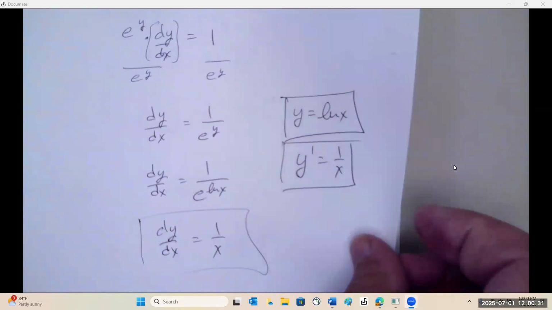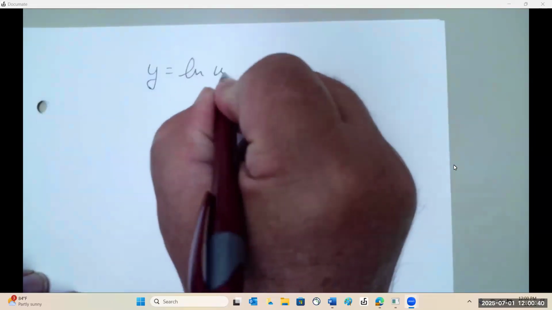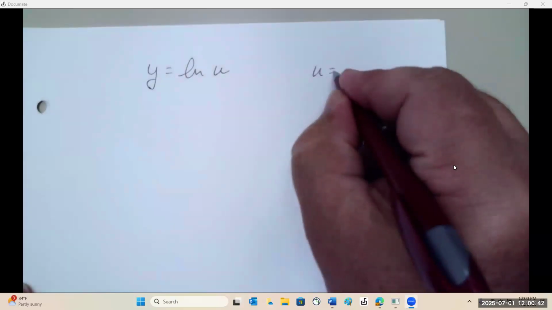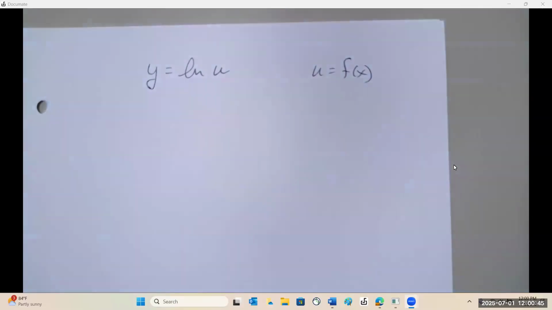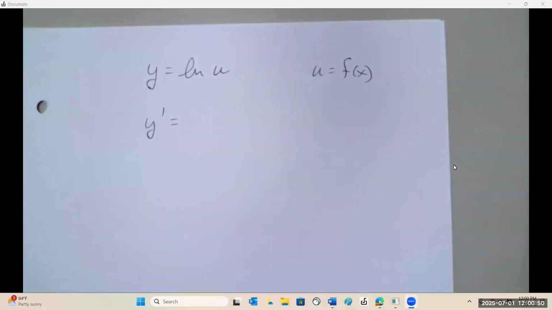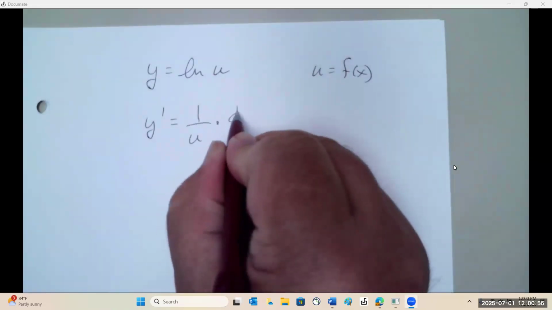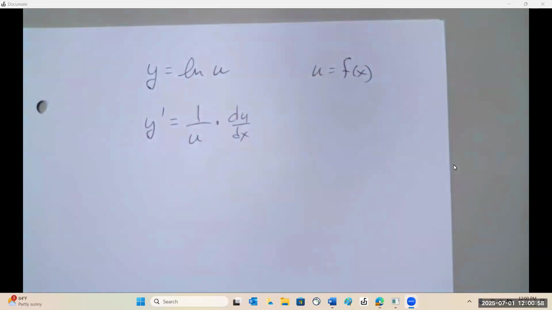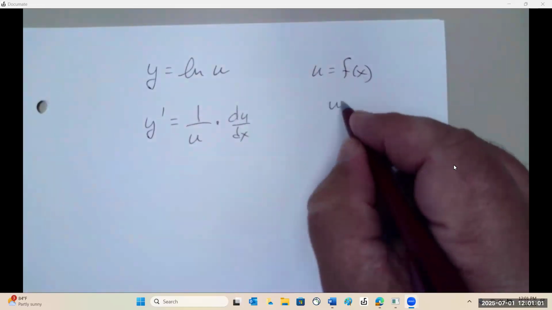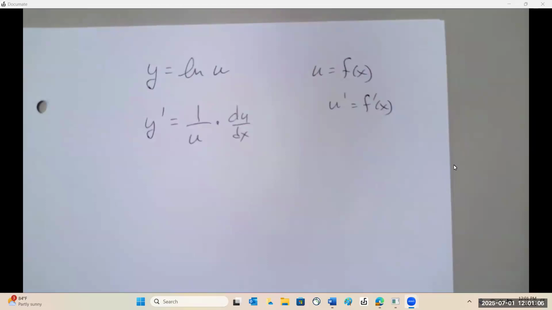What if it's a function? What if y equals ln u, where u is a function of x? What would the first derivative be there? 1 over u, whatever that is, times du dx, the derivative of that. I'll look for an example.